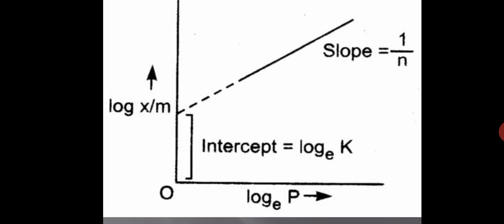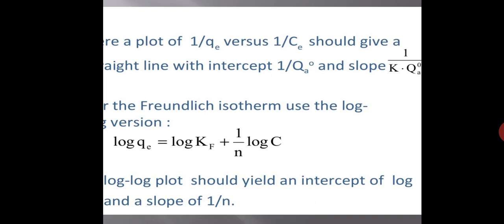As you can see, the y-intercept is log k. Then what is the slope? If you compare with y is equal to mx plus c, then m is equal to 1 by n. You got it. So in this way, we can convert the Freundlich equation into the logarithmic form. Got it?